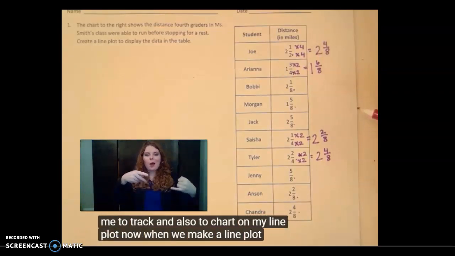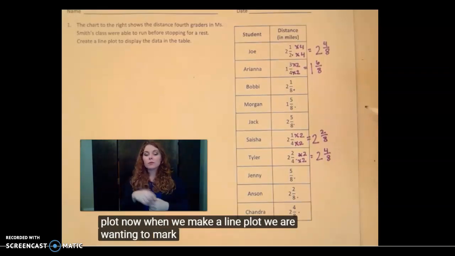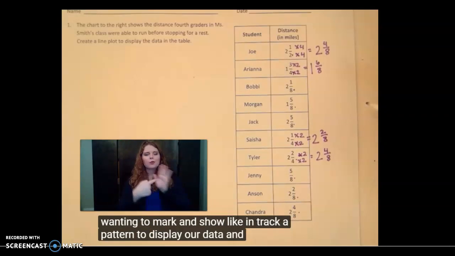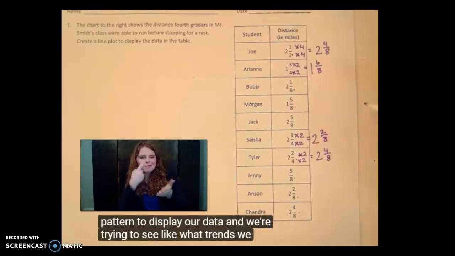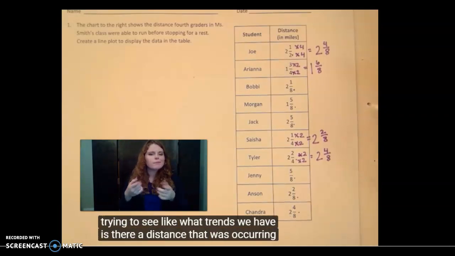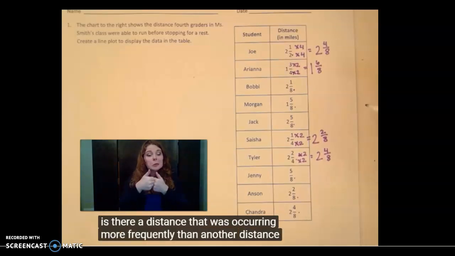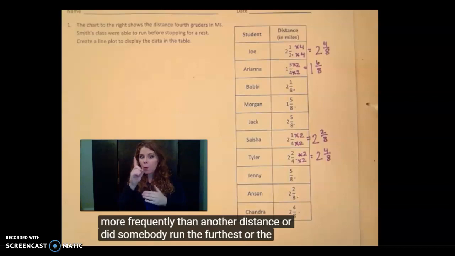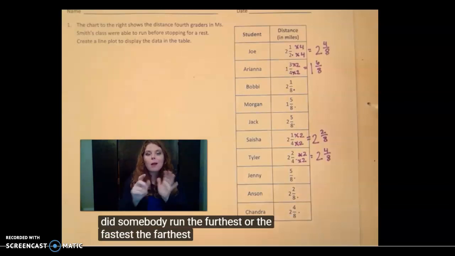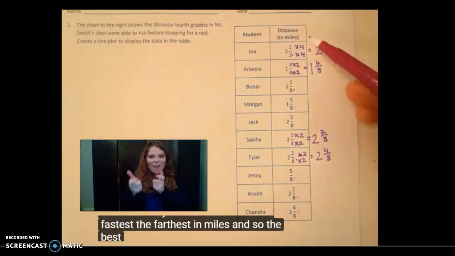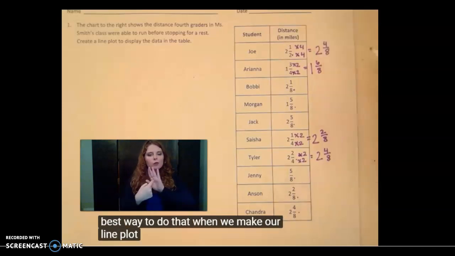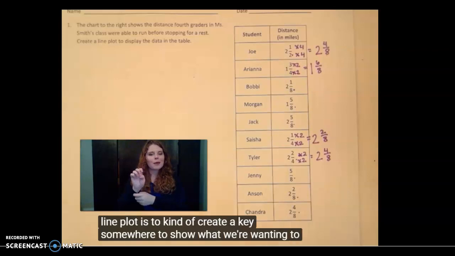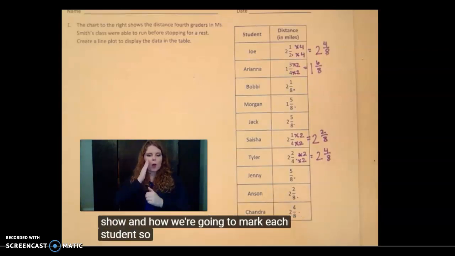Now, when we make a line plot, we are wanting to mark and show and track a pattern to display our data. And we're trying to see what trends we have. Is there a distance that was occurring more frequently than another distance? Or did somebody run the furthest in miles? The best way to do that when we make our line plot is to create a key somewhere to show what we're wanting to show and how we're going to mark each student.